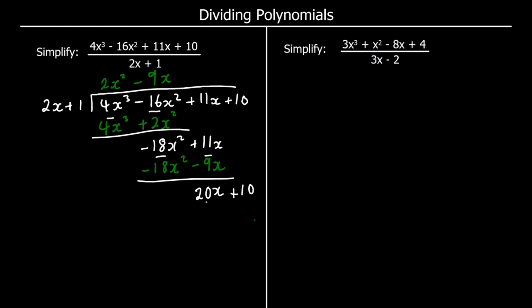The last division, 20x over 2x, is 10. 10 times 2x is 20x. 10 times 1 is 10. There's nothing left over, no remainder. So this simplified is just 2x squared minus 9x plus 10.